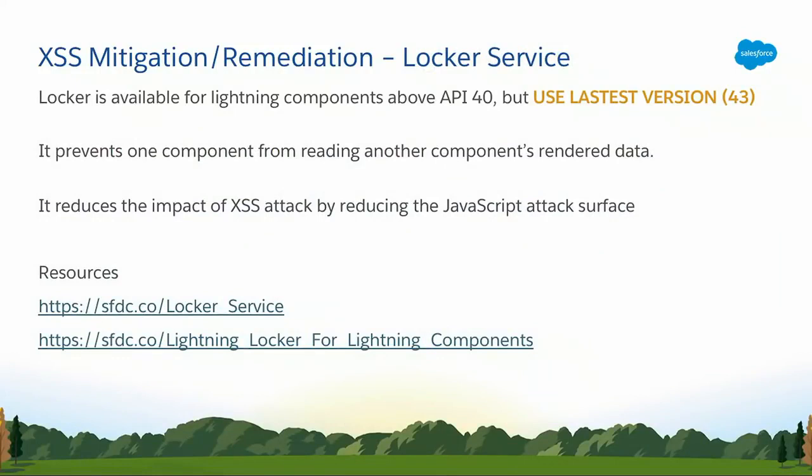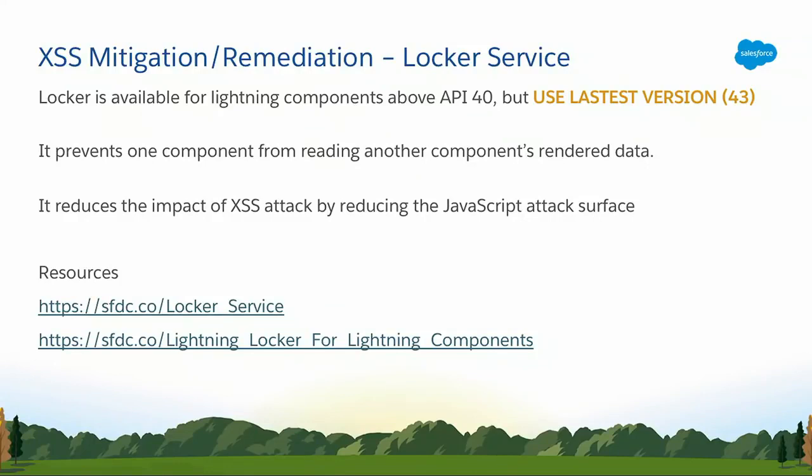In Locker Service, we have this giant JavaScript library called Locker Service, which encapsulates JavaScript and makes it safer. This started with API 40, but the newest one, 43, has a lot of fixes. We are constantly trying to improve it and improve the security of Locker Service, so I highly encourage you to use version 43.